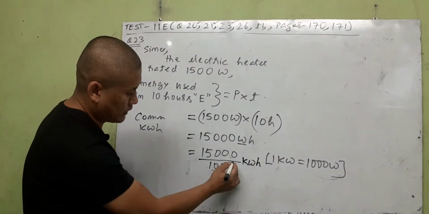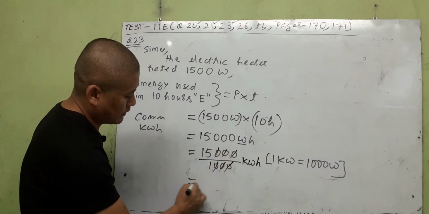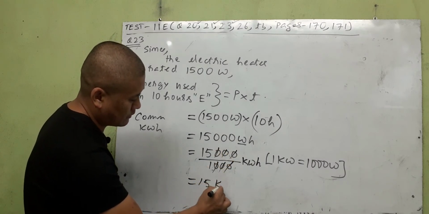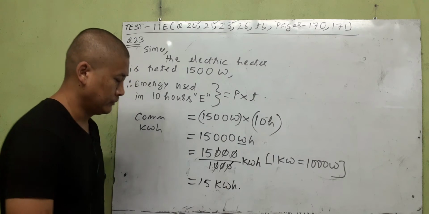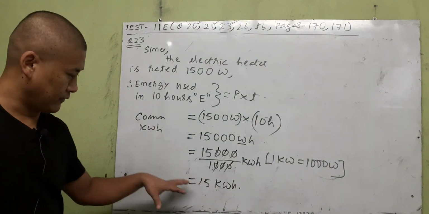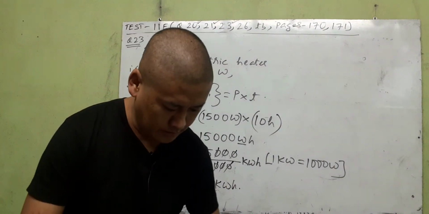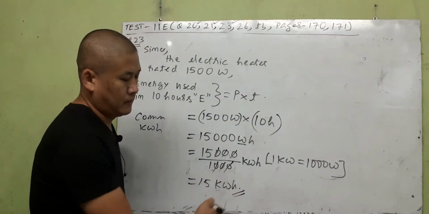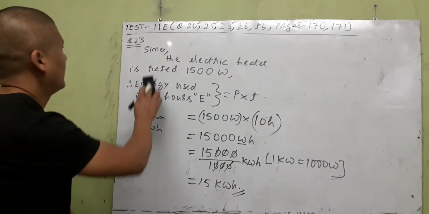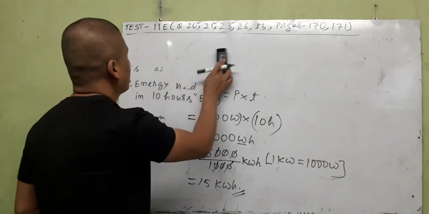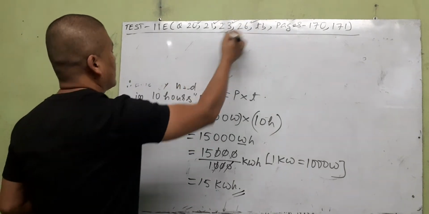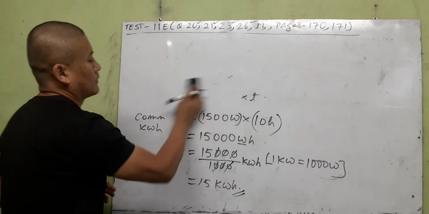So that way you're going to get these 3 zeros cancelled, and you're going to get in 10 hours this electric heater is consuming 15 units or 15 kilowatt hour. So this is our answer. Okay, I hope you got it. One more question before we end this portion of test 26. So go there now.